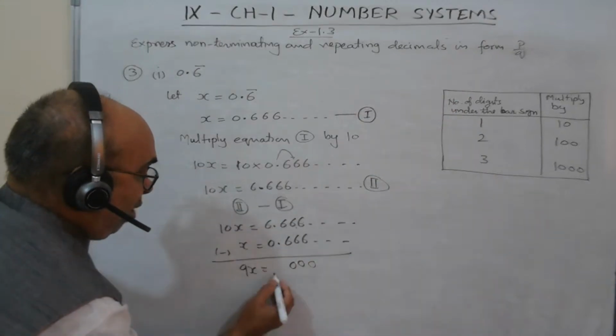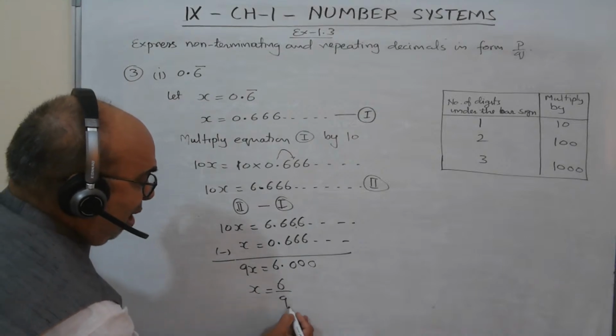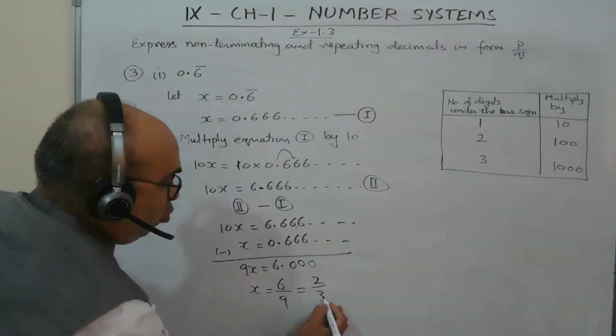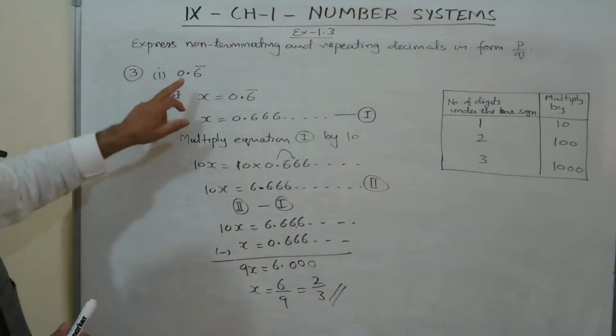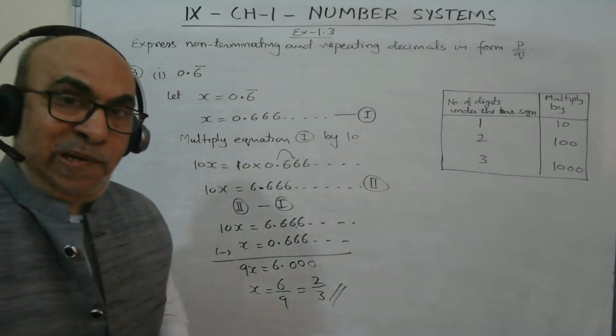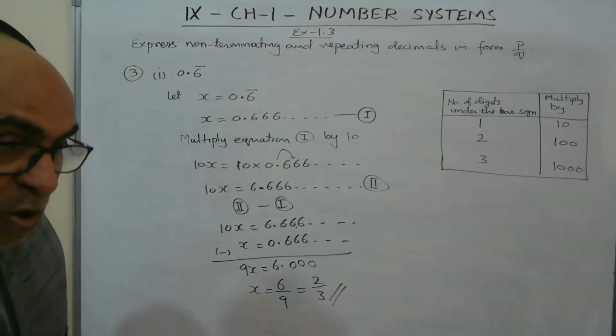Here 0, no need to write, and 6 points. So x equals 6 by 9, and it is equal to 2 by 3. So this is the representation of 0.6 bar on the number line. Now I'm taking the second one, and the third one will be your homework.